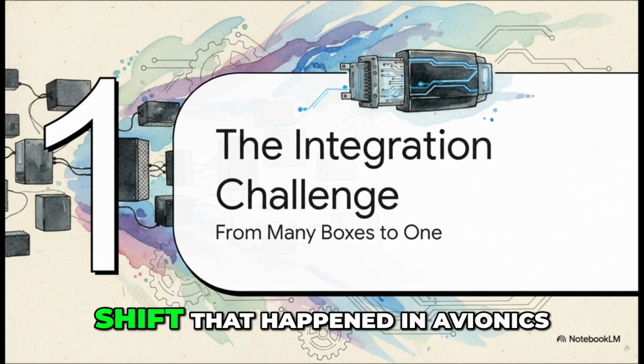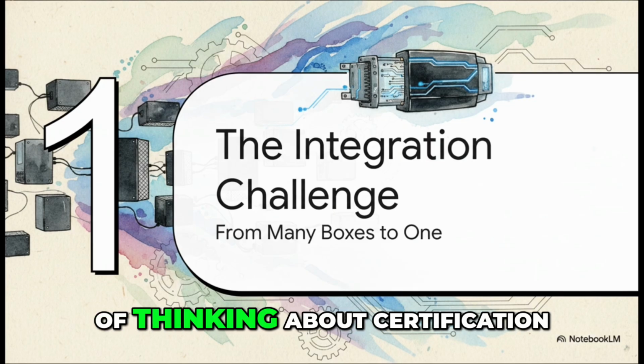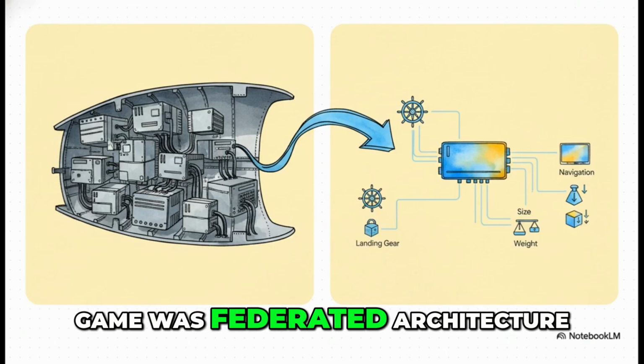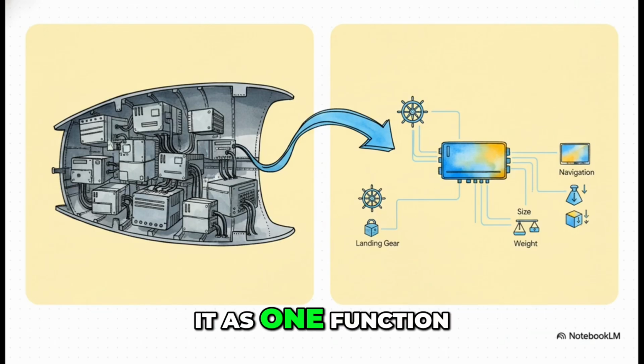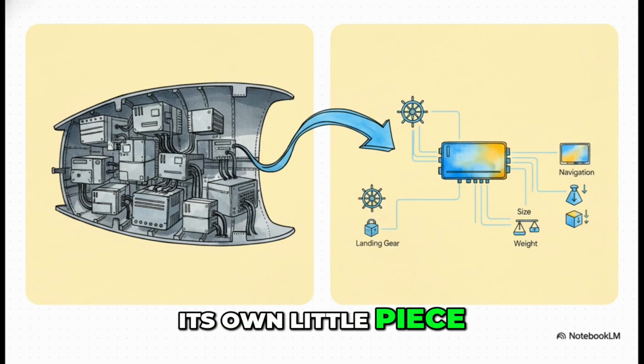So, to really get why DO 297 is so important, we have to first understand the massive architectural shift that happened in avionics, a shift that demanded a whole new way of thinking about certification. Historically, the name of the game was federated architecture. You can think of it as one function, one box. Each system had its own dedicated computer, its own little piece of hardware.